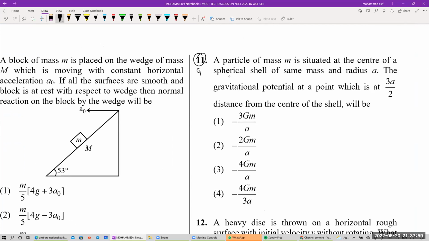A particle of mass m is situated at the center of the spherical shell. Okay, we are having a spherical shell. तो यहाँ पर मेरे पास एक spherical shell है इस तरह से, जिसका मास m है, and a particle of mass m is situated at the center of the shell of same mass, यानी इसका भी मास m है और इसका रेडियस हो गया ये. The gravitational potential at a point which is at 3a by 2 distance from the center of the shell will be equal to how much?